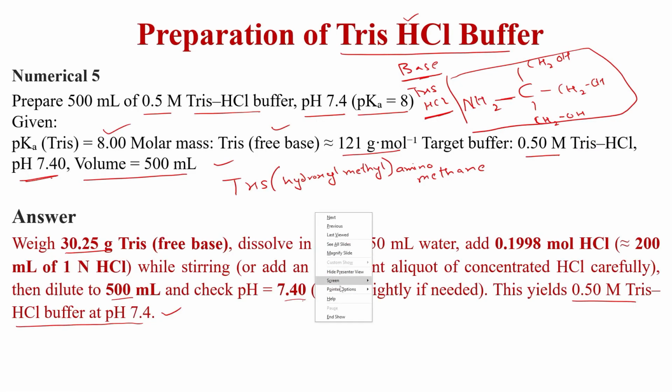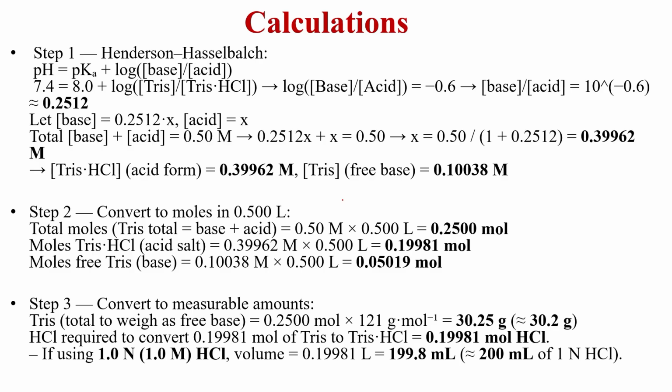Okay, so let us see how to arrive at this answer. We will make use of the Henderson-Hasselbalch equation, pH equals pK plus log base by acid. Here the base is Tris, and after reaction with HCl we have the acid, Tris-HCl. So here base by acid is equal to minus 0.6, and base by acid equals 10 power minus 0.6, which is equal to 0.2512.